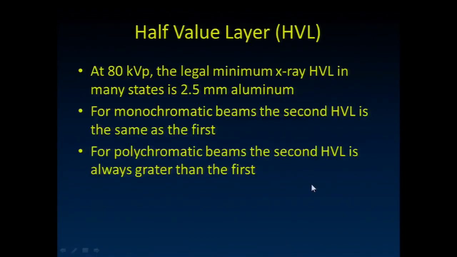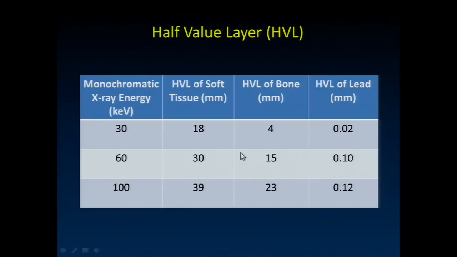The quantity always gets lower with filtration, but the quality, the average energy of the X-rays that you have, gets higher. Okay? All right. We already mentioned this fact here that in most states there's this legal minimum. We talked about the fact that with monochromatic beams, the second half value layer is exactly the same as the first. In polychromatics, the second is always greater than the first.